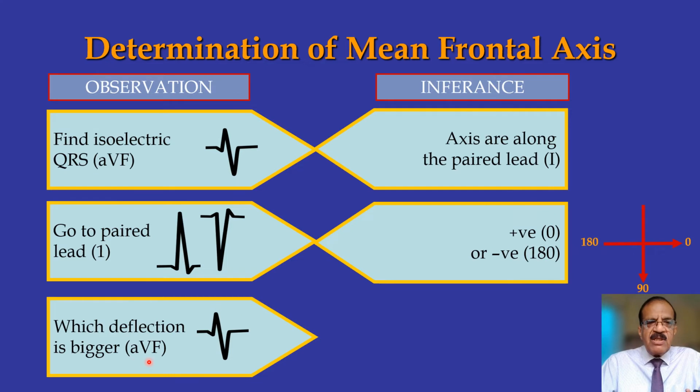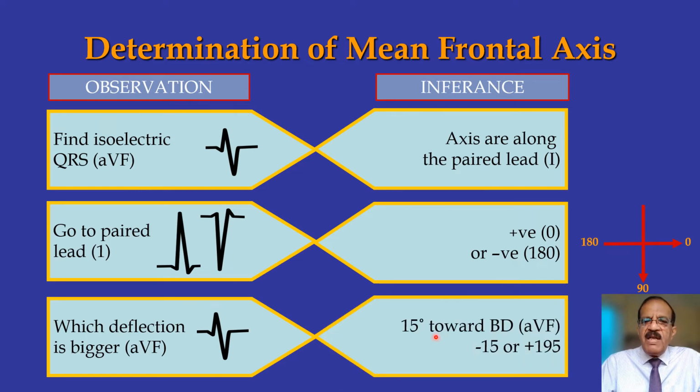That means, since this is AVF, the current is predominantly flowing toward the negative terminal of AVF. So we had determined that the axis is close to 0, but based on this, we determine that it is more toward the negative terminal of AVF. This is AVF, and this is the negative terminal. So 15 degrees towards the bigger deflection. If this was a different case, if it was this one, then we would make it plus or minus 180.